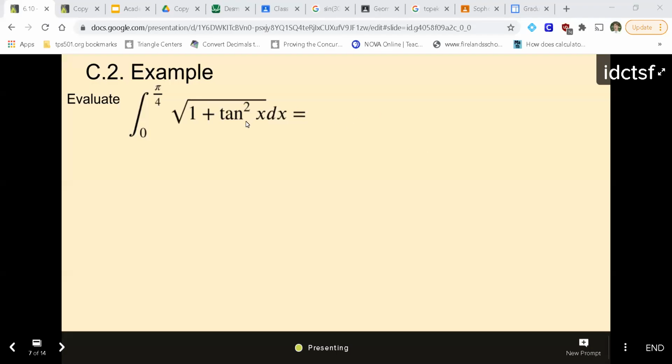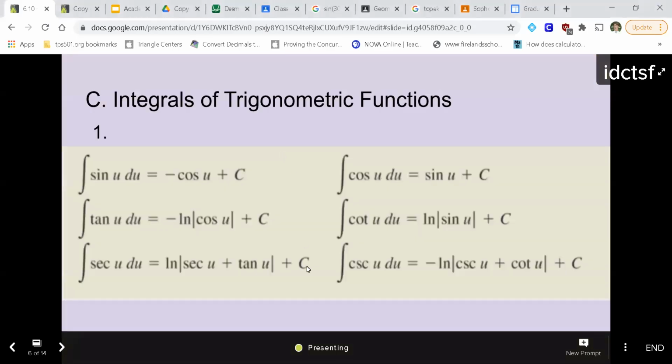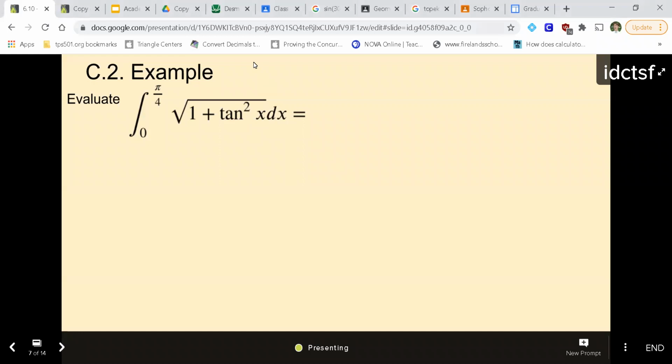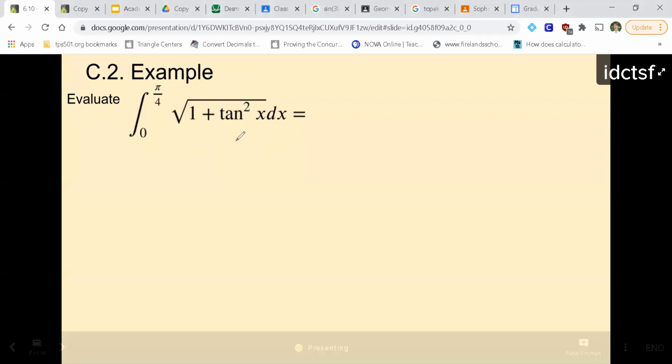Okay, so to do that example, we skipped first. To take an integral of a trig function like this one, the first thing you should know is that 1 plus tangent squared is secant squared. That is an identity, a Pythagorean identity. So the first thing we're going to do is rewrite this one.